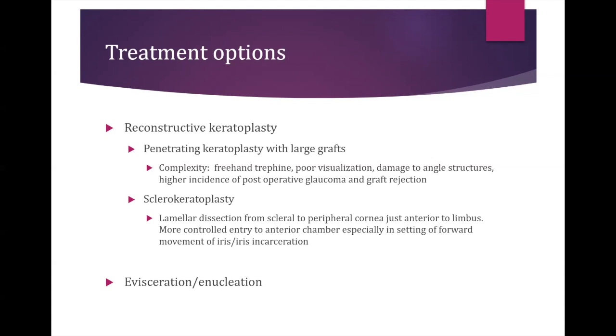which causes high incidence of postoperative glaucoma and subsequent graft rejection. So another method would be sclerokeratoplasty, where instead of entering from the limbus, you enter posterior to the limbus at the sclera, and you tunnel the dissection anteriorly to the limbus, so that when you enter the anterior chamber, you avoid the angle structures. Also, if the patient is not interested in a reconstructive procedure, then you can offer them enucleation or evisceration if the eye is painful or for cosmesis reasons.